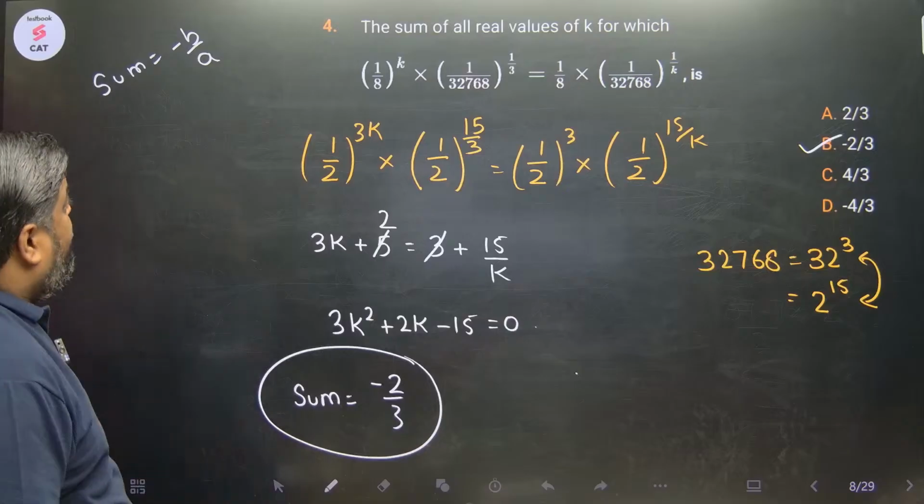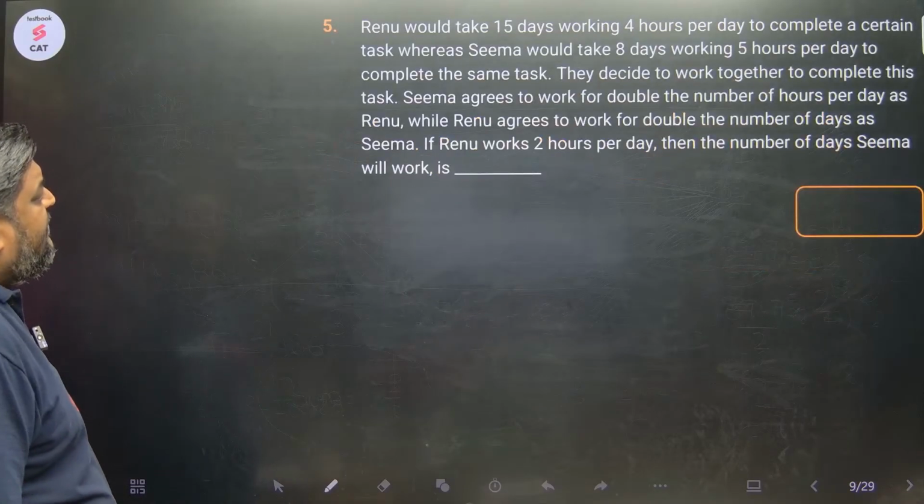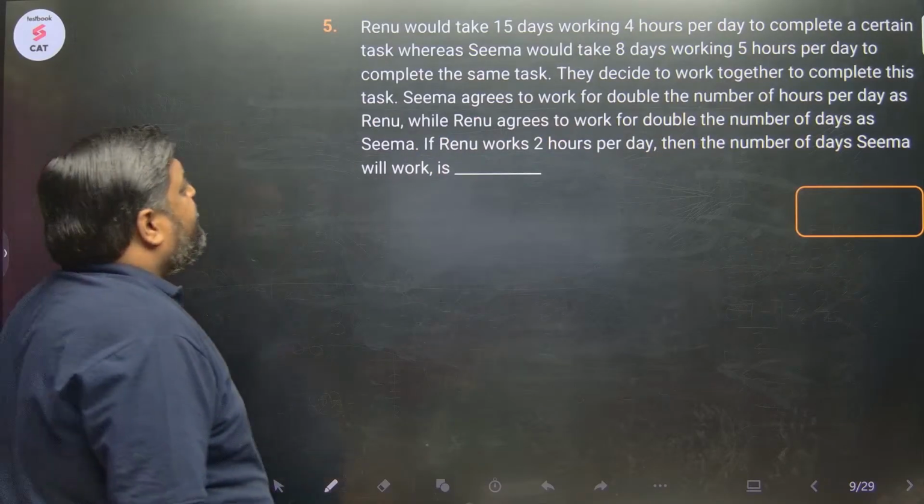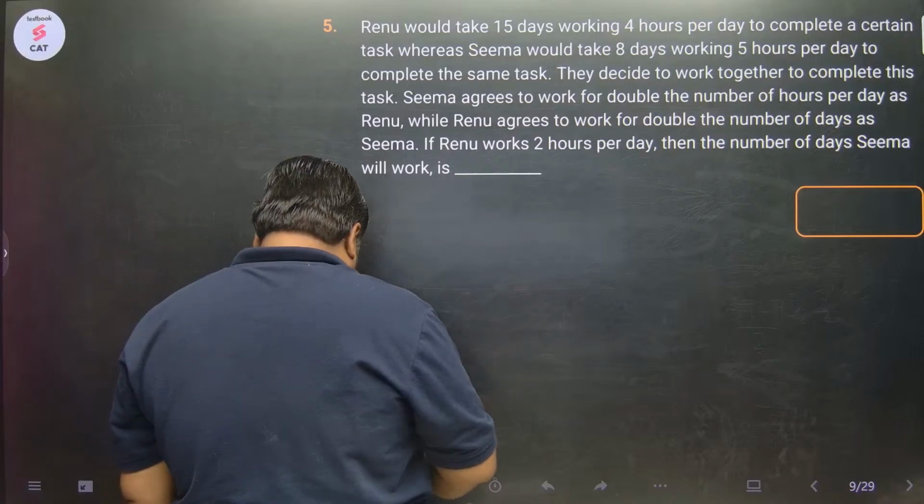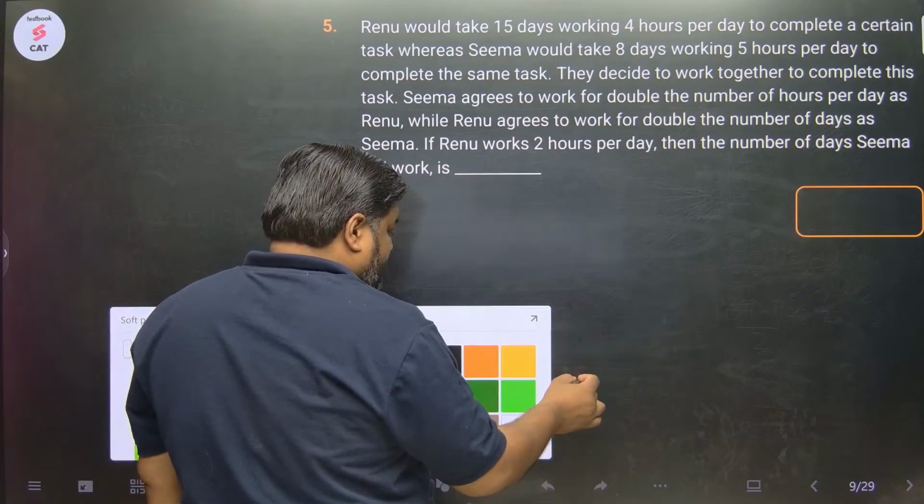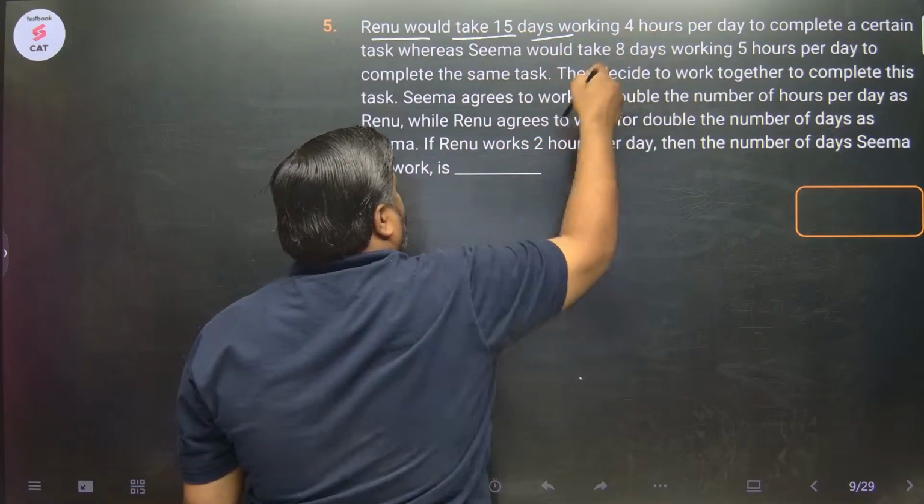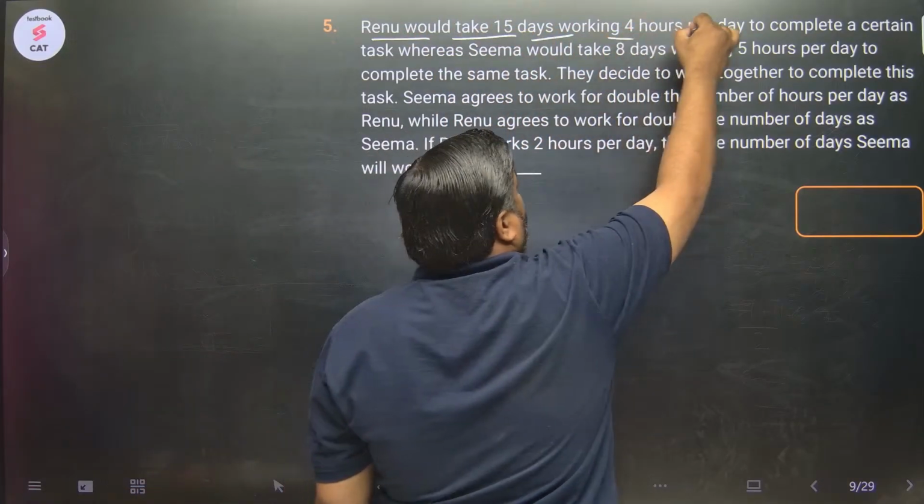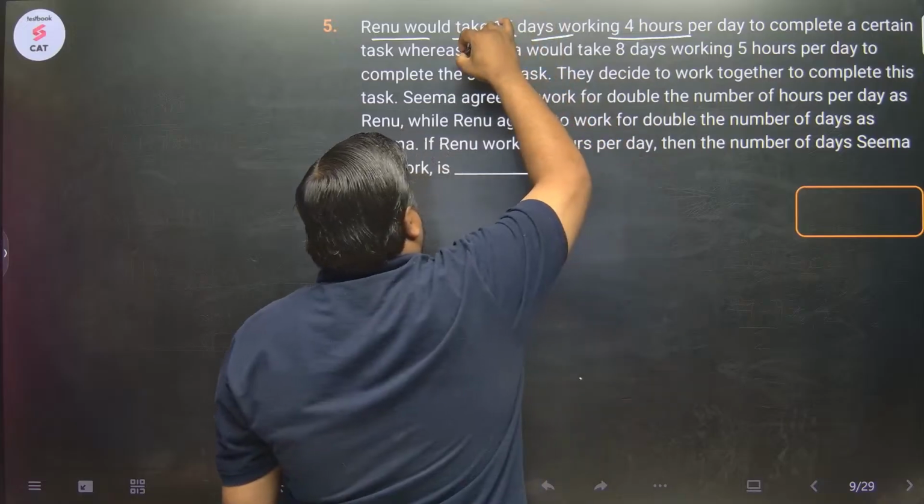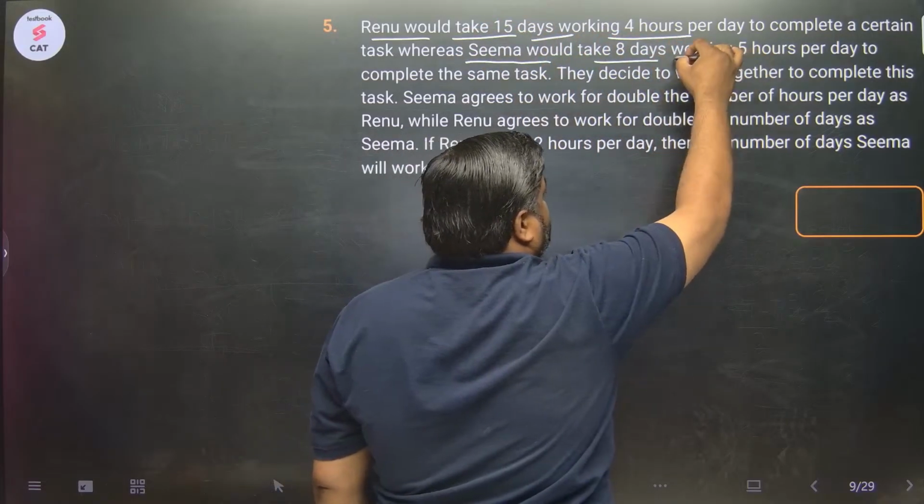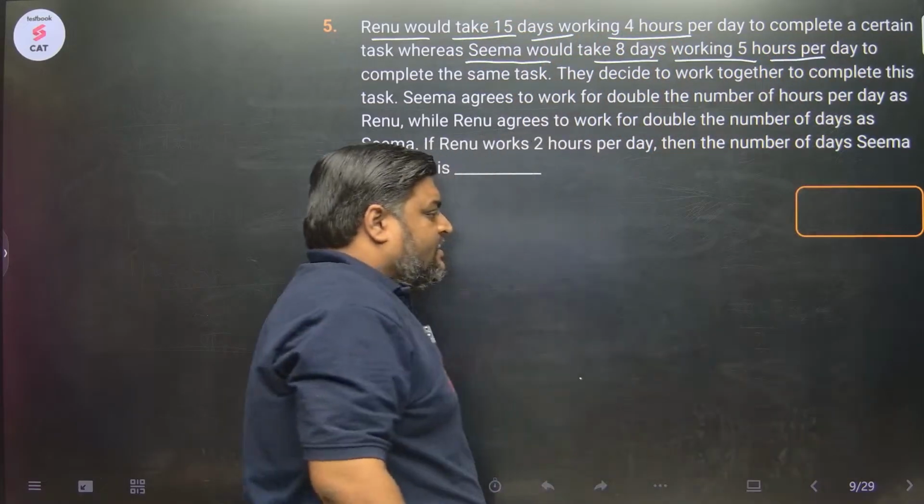So this was the 4th question. 4 question हो गए. Let's move to the next question. So this is the 5th question from 2024 QA slot 1. Renu would take 15 days working 4 hours per day, whereas Seema would take 8 days working 5 hours per day.